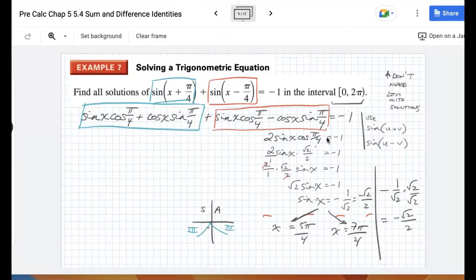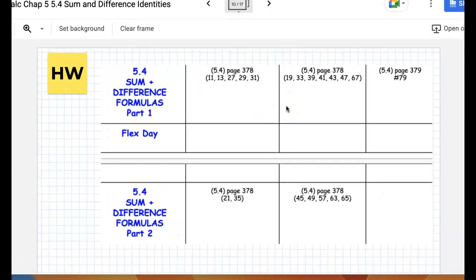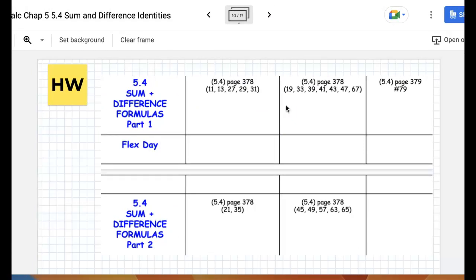That is examples 5, 6, and 7, more use of the sum and difference formulas. Okay, part 1 was done before the break, and now you've got this stuff to see how these formulas work in action, and you can go to the homework problems.